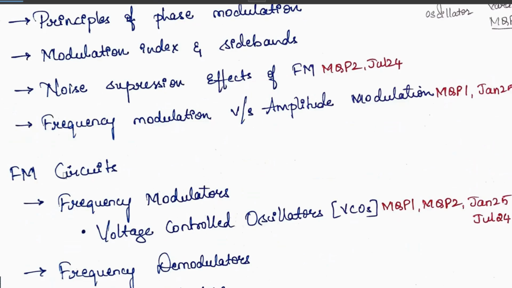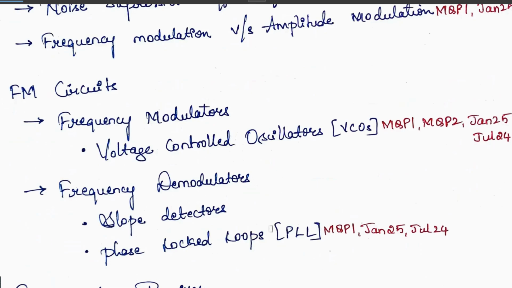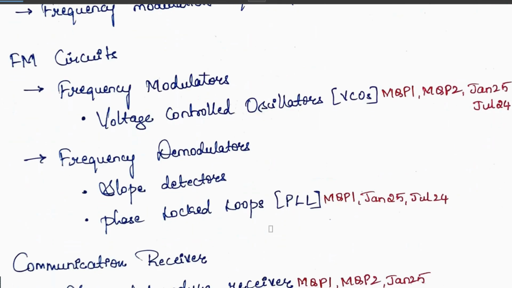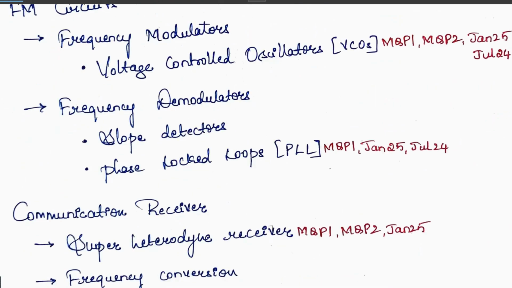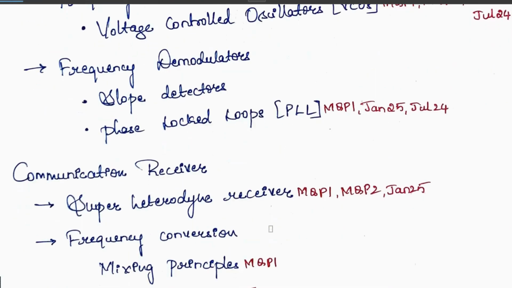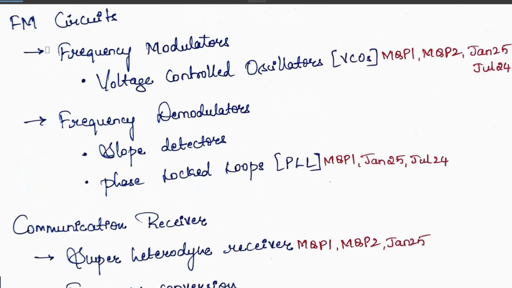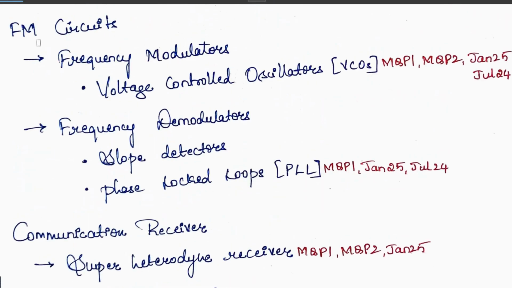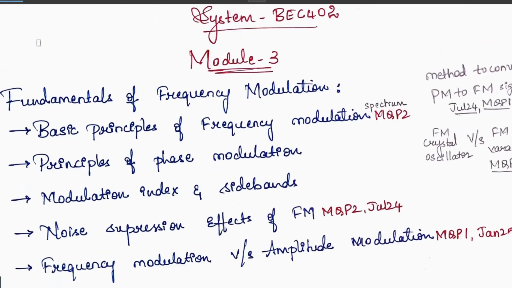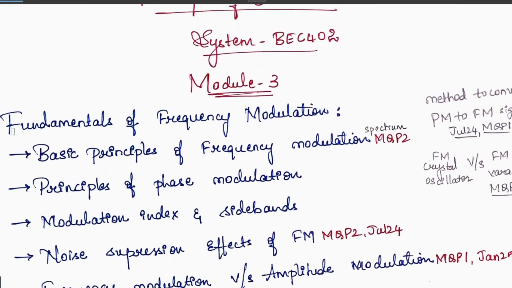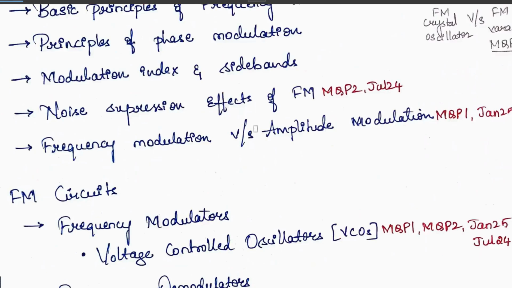The second part is frequency modulation circuits. Here VCOs, that is voltage controlled oscillators, are very important. Then frequency demodulators, slope detectors and phase locked loops, which is a very important one. Then the communication receiver, the superheterodyne receiver, frequency conversion, mixing principles and JFET mixer. This frequency circuit part will be discussed in Part 2 of the video and Part 2 of Module 3. I am going to discuss only this first part.